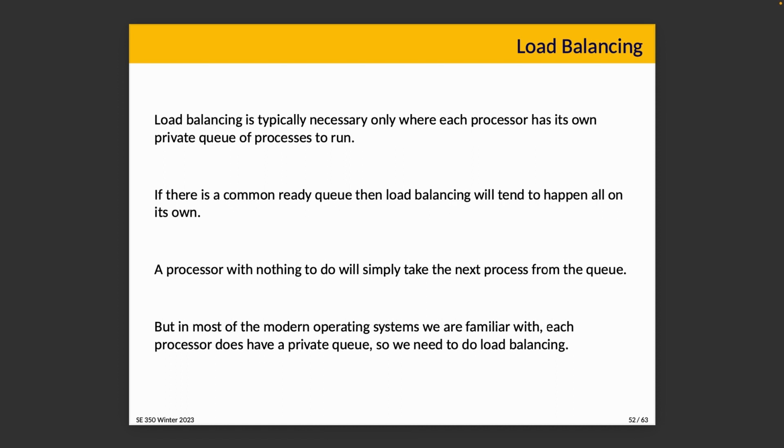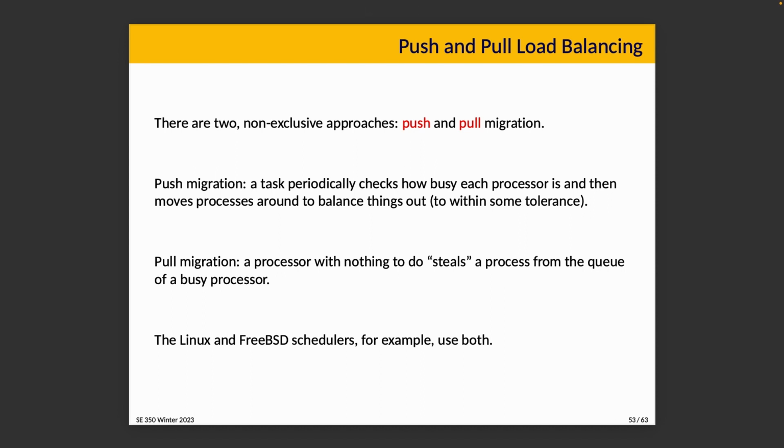That's distinct from, say, a supermarket model where there are different checkout lanes, and you choose which checkout lane to wait in, and you could choose wrong, right? Most of the modern operating systems we're familiar with do have a private queue per processor, so there is going to be some load balancing, which is to say moving of tasks from one place to the other to hopefully get things done faster. And there are 2 non-exclusive approaches, which is to say non-exclusive in this case means we could do both of them. We don't have to do only one.